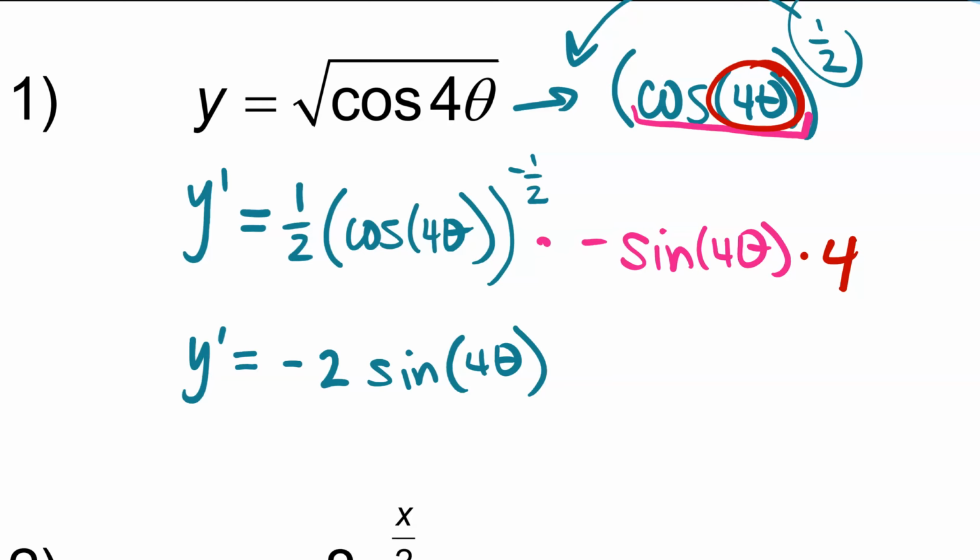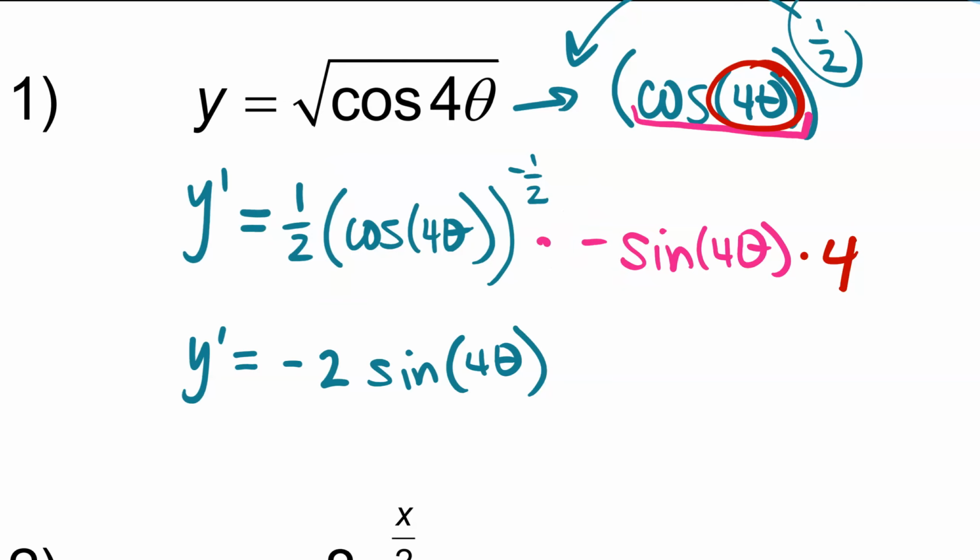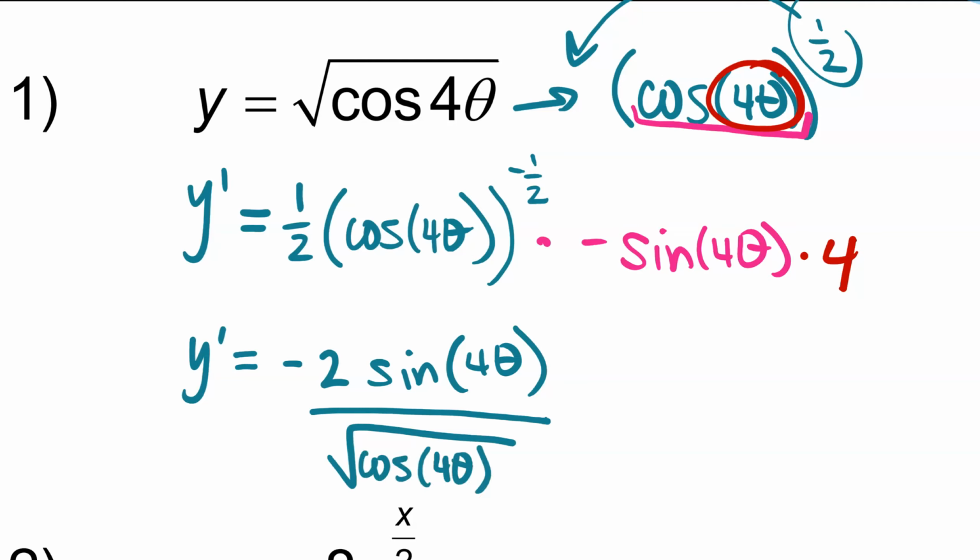Good question, are we good? Okay. This negative right here. So I have 1/2 times negative, and so on. Exactly. So that's why I waited to write it, because I can get rid of the negative and the exponent by writing it down here, divided by the square root of cosine 4 theta.